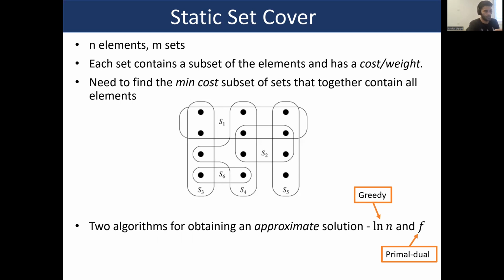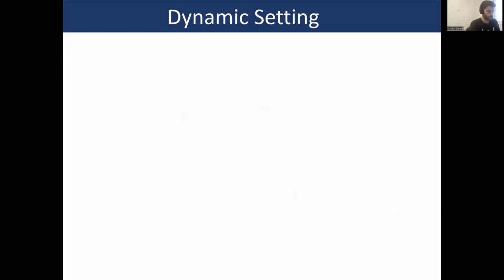There's an f approximation, which is primal dual, which we won't discuss at all. And there's an ln n approximation, which is a greedy algorithm. It works in iterations. In short, in each iteration, we choose a set that maximizes the ratio of the number of still uncovered elements over the cost of that set that we are considering. We want to maximize this, and then in each iteration, we remove the newly covered elements from the set of uncovered elements, and we continue until all elements are covered.